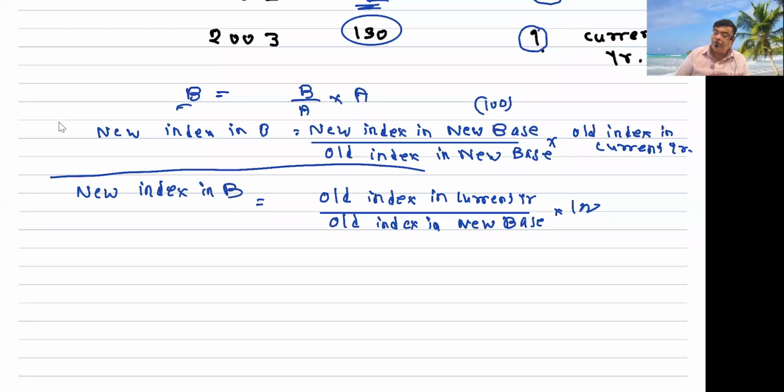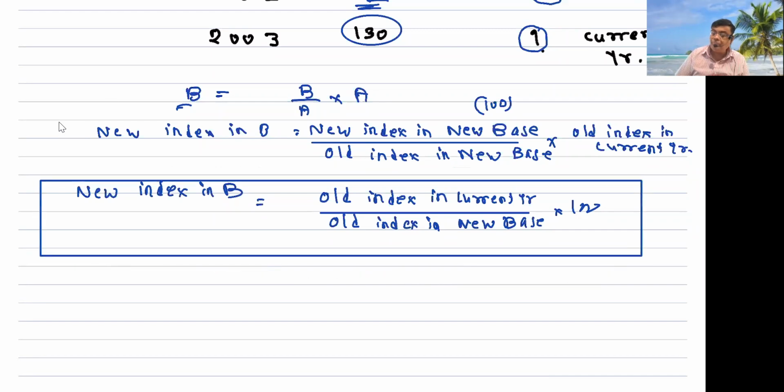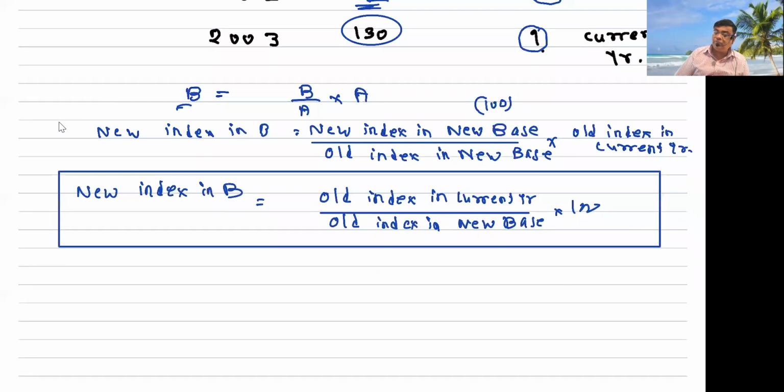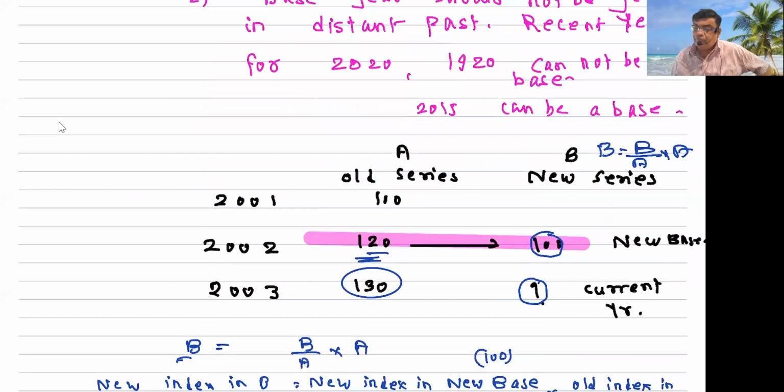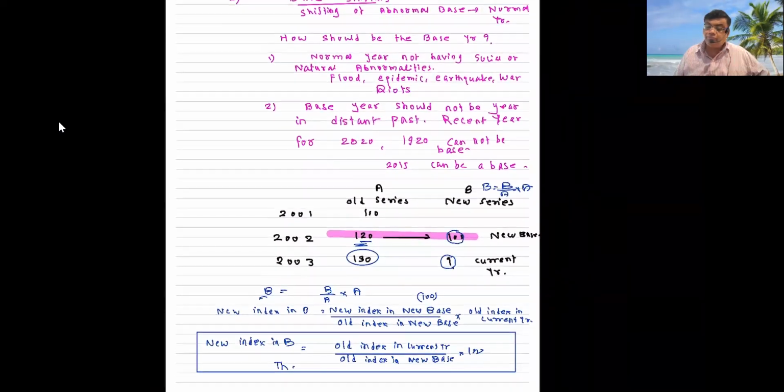Remember, this formula can be asked as a theory question. इसको तुम अच्छी तरीके से लिखो. Formula may come as a theory question. अभी इसको तुम अच्छी तरीके से लिखो.